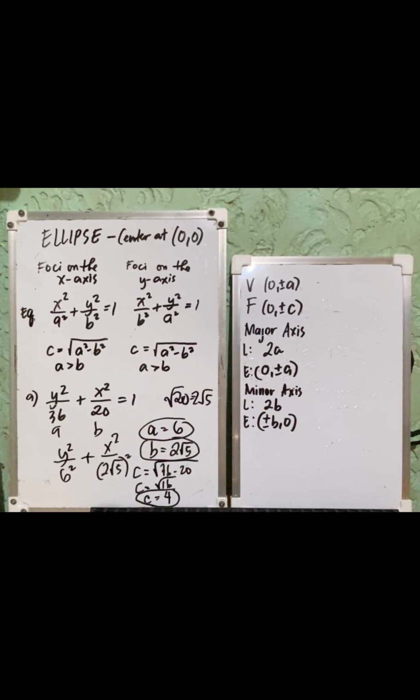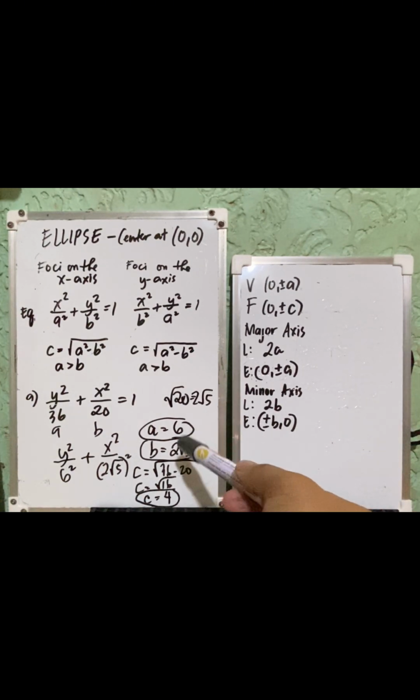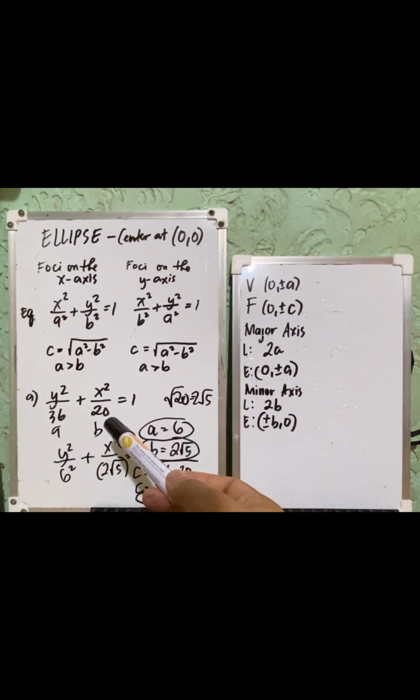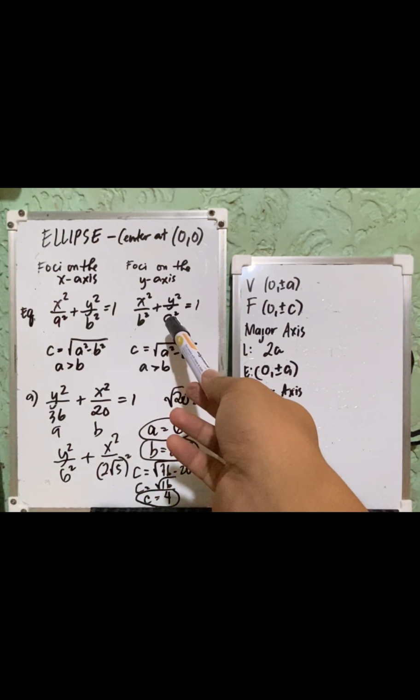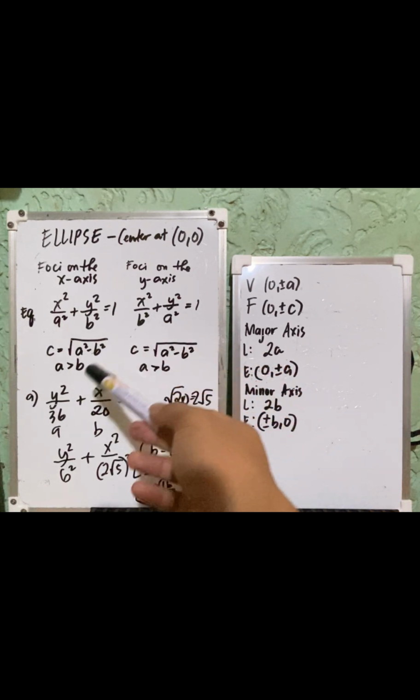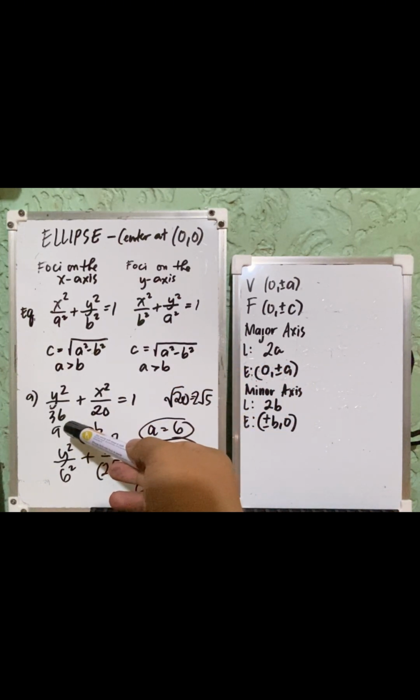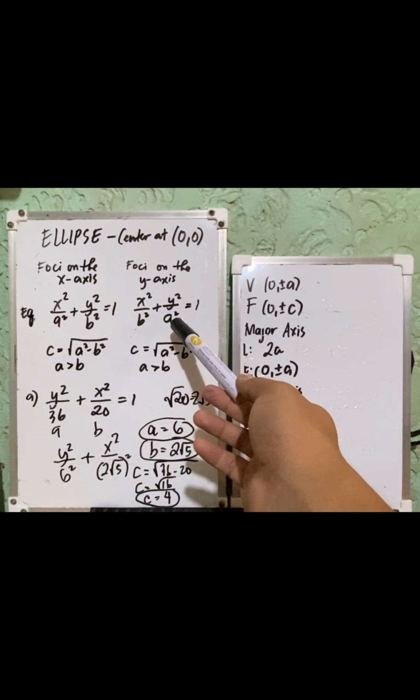Now, we will solve the vertex, the coordinates of the vertex or vertices, the foci, the length of the major axis, the endpoints of the major axis, and also the length and the endpoints of the minor axis. So class, based from our previous solving, this is a vertical. Take note because your a is located under y squared.